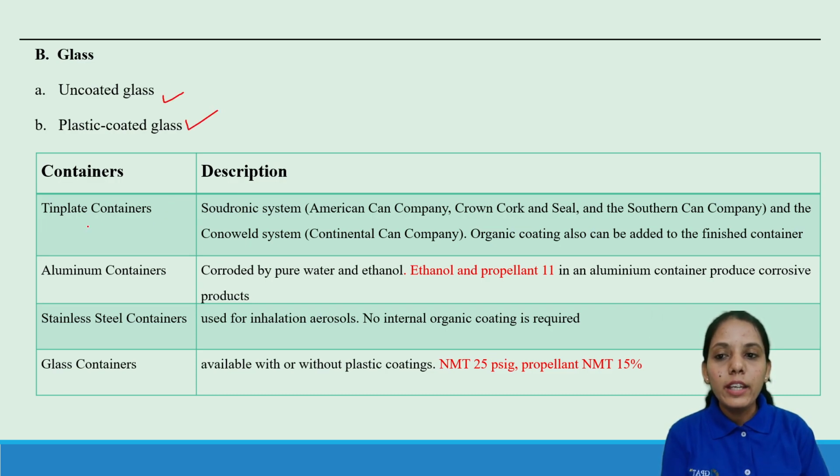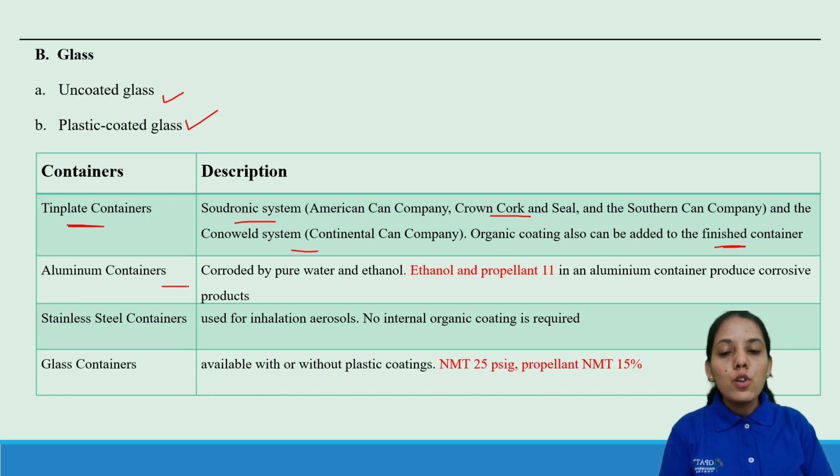Now see, tin plate containers. Tin plate containers are from Soundronic System, American Can Company, Crown Cork and Seal, and the Southern Can Company. So these are the companies, and the Conoweld System, which is from Continental Can Company. Organic coating can also be added to the finished container. So this is the description of these tin plate containers.